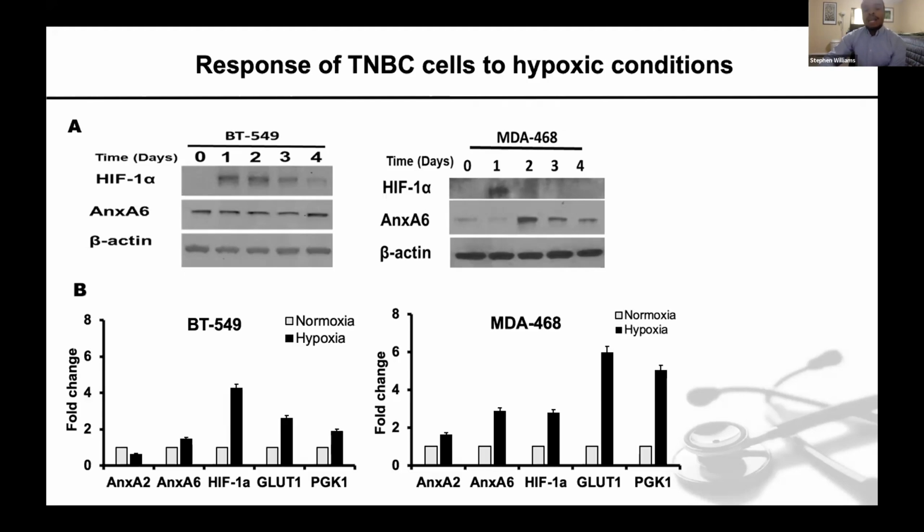And when you check the mRNA at day 4, so this chronic exposure, you actually see that annexin A6 is up compared to normoxic conditions in both cell lines. And we wanted to make assessment of some HIF1 alpha downstream target genes such as GLUT1 and PGK1, which are both glycolytic enzymes involved in glucose metabolism. And so we see that annexin A6 is upregulated.